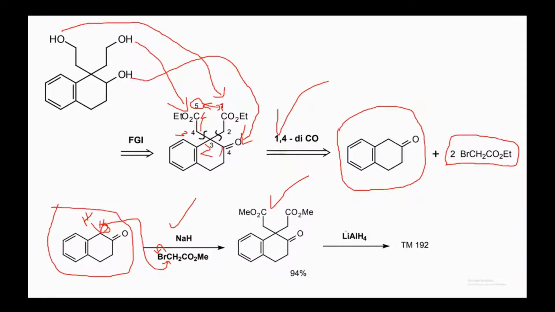So lithium aluminum hydride is a powerful reducing agent that will reduce this ketone into alcohol, as well as it will reduce this ester into alcohol, and you will get the target molecule 192.